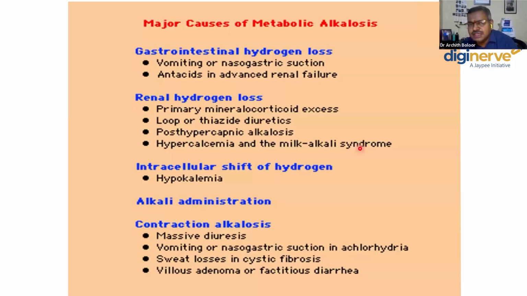Briefly about the metabolic alkalosis. So metabolic alkalosis could be due to the GI H plus loss, which commonly happens in nasogastric aspiration or gastric outlet obstruction. Sometimes it could be due to thiazide diuretics, or sometimes it could be associated with hypokalemia. And it could be due to drug administration, like you can give bicarb, it can happen because of that. Sometimes it can be due to the villous adenoma resulting in severe diarrhea and volume contraction.